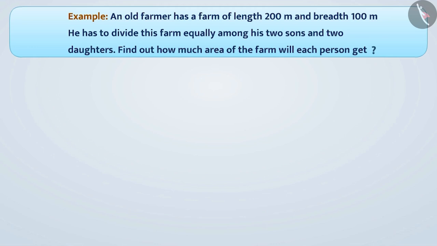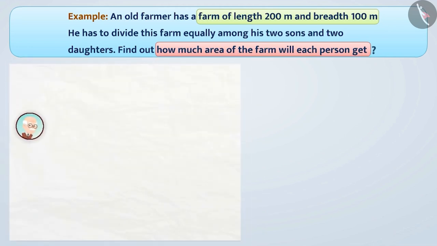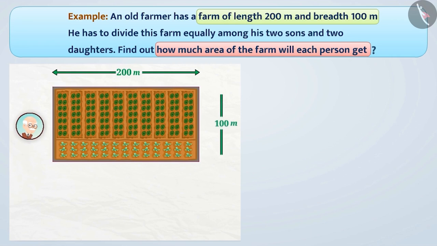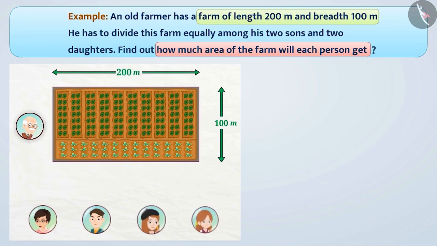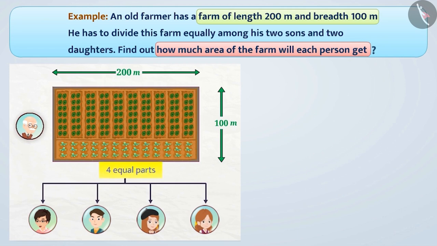First, let us check what information is given and what we have to find out. An old farmer has a farm of length 200 meter and breadth 100 meter, which he has to divide equally among his two sons and two daughters, which means the farm has to be divided into four equal parts. By finding the area of one part, we can easily tell how much area of the farm each person will get. We can solve it in different ways.